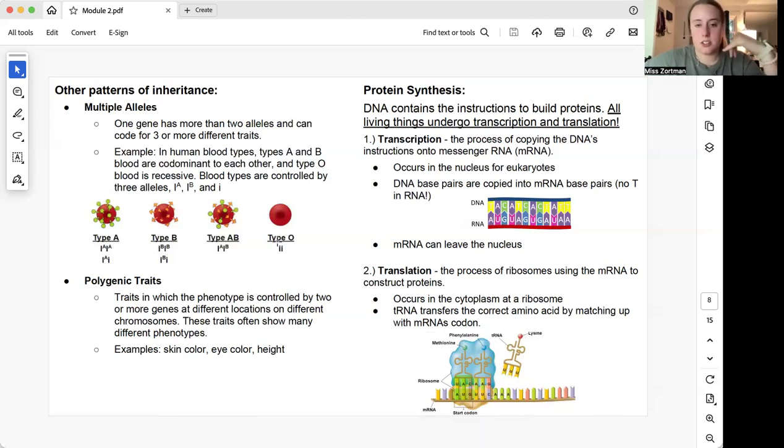So transcription, translation. That's the order. It goes alphabetical. So a C comes before an L. Okay, so it goes in order that way.